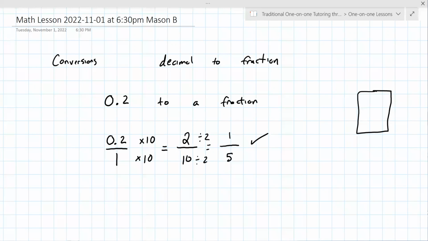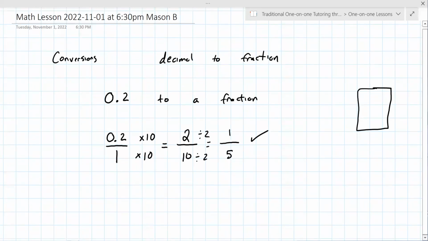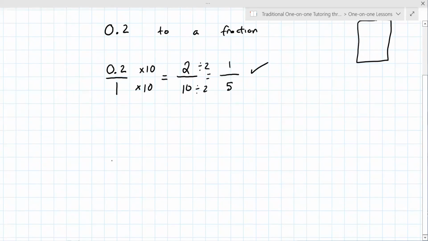Okay, let's try another one here, or if you need a moment to get this down in your notes, let me know. But let's try another one here. How about 0.65 as a fraction? Okay. Put it over 1. You always start by putting it over 1. Yep. And then what are you going to multiply by? Any idea here? 100. Yeah.